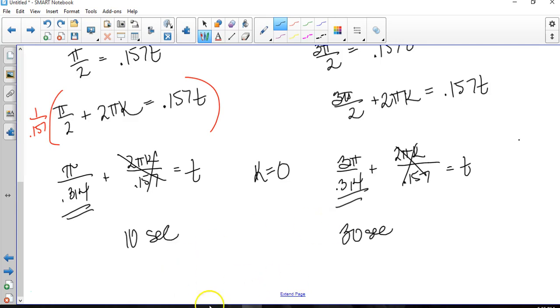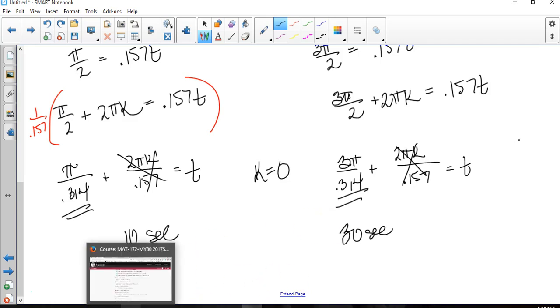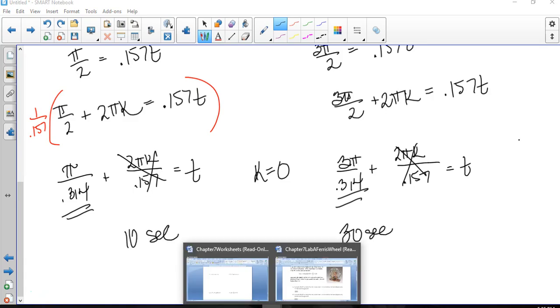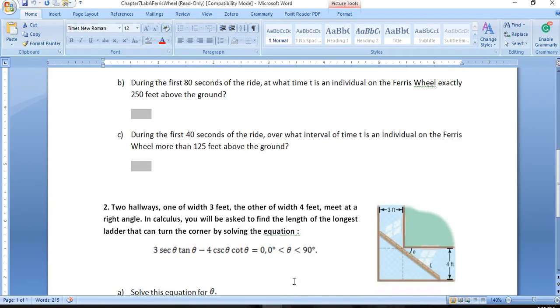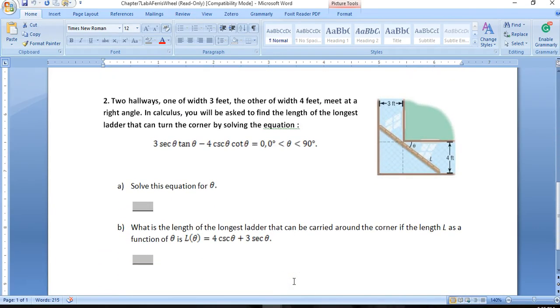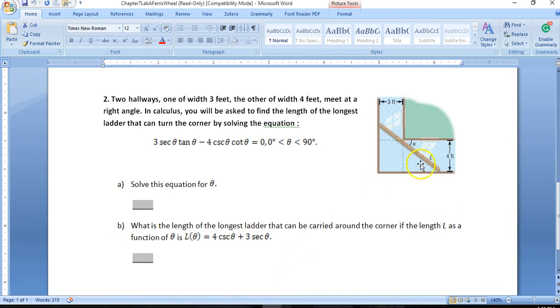Now, the ladder question is a little strange. It's not quite as intuitive. You got 2 hallways. One's 3 feet wide, one's 4 feet wide. And for whatever reason, you're carrying ladders of various lengths. You want to know what is the longest ladder that I can bring through here and be able to turn. And I could just carry it straight through like that, assuming you're not tilting anything like that.